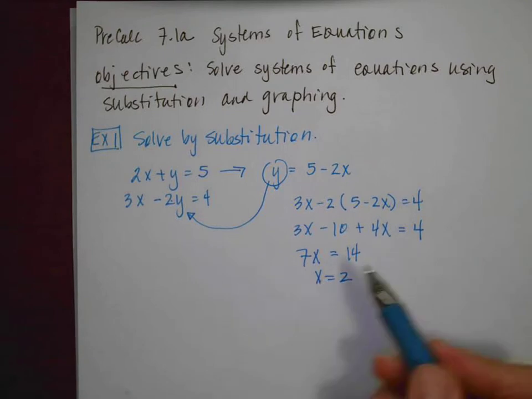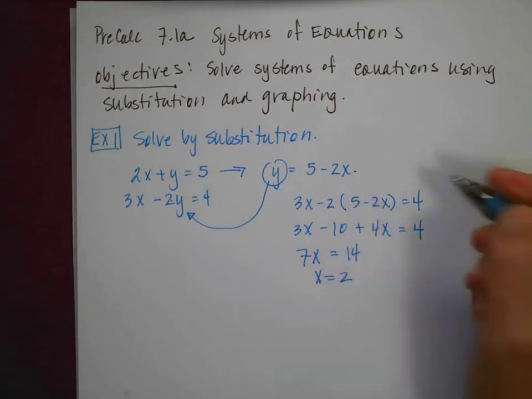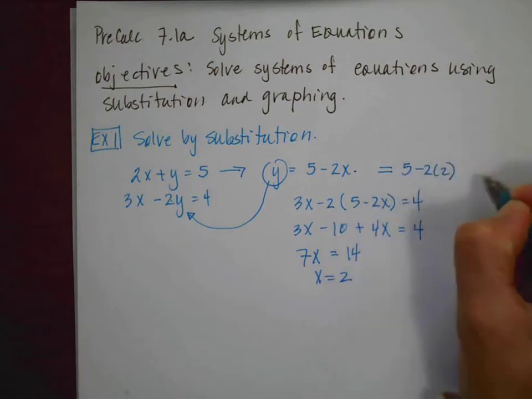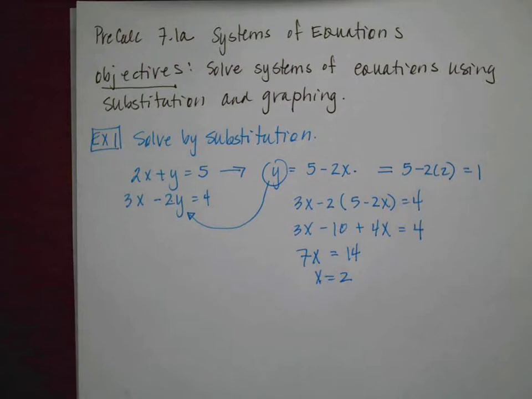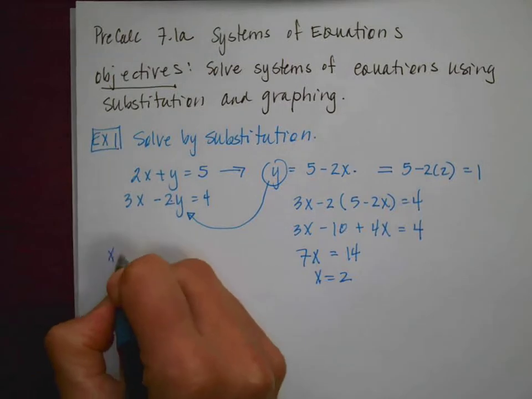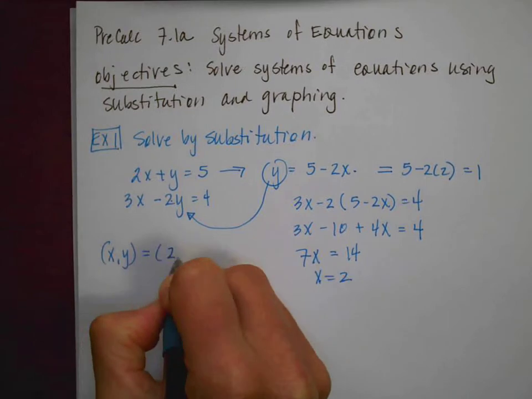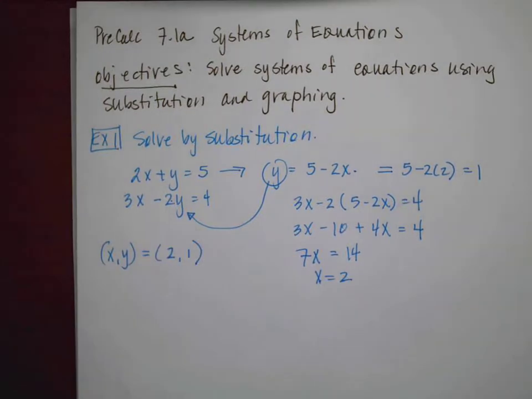Once I've solved for x, then I can go back and solve for y. So this is going to be 5 minus 2 times 2. 5 minus 4 is 1. So then when I report, I'm going to report as an ordered pair. We found our x value to be 2 and our y value to be 1. So the preference for reporting is that you're always going to report in an ordered pair.